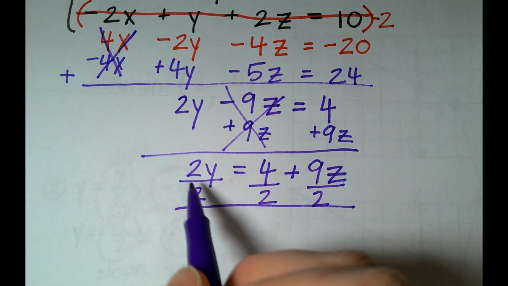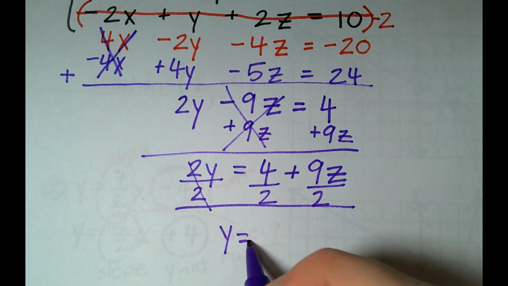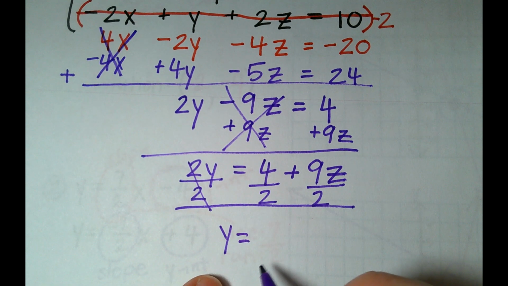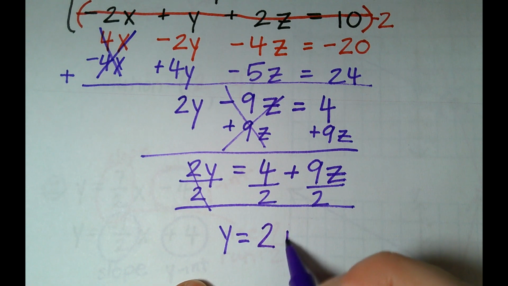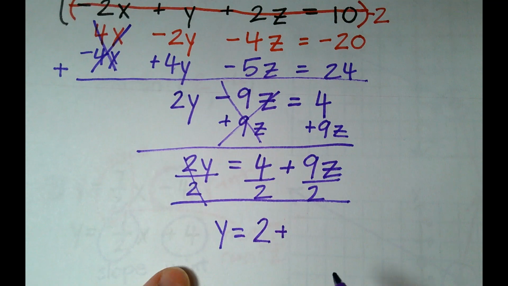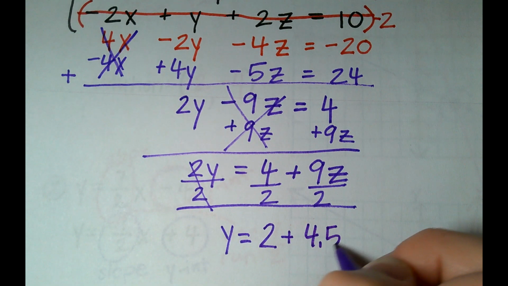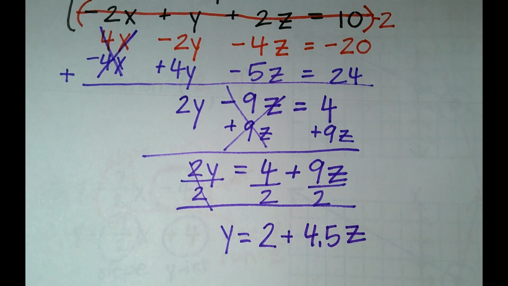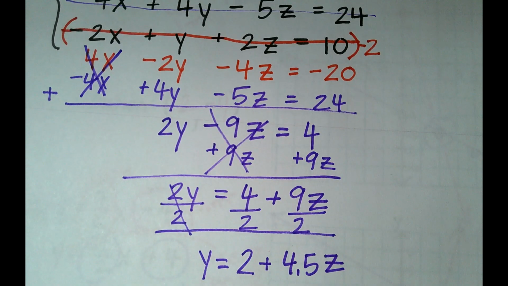See what that does. Okay, y equals 4 divided by 2. What is that? 2 plus 9 divided by 2. What is that? 4.5z. Okay, so we have y solved for here.